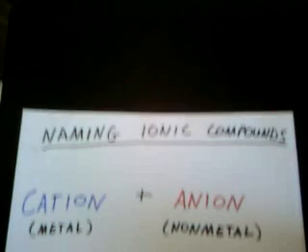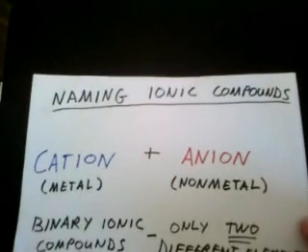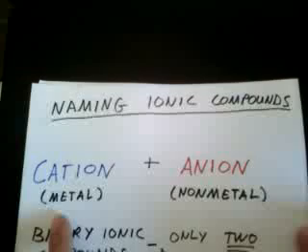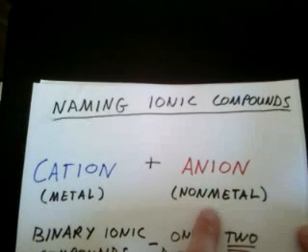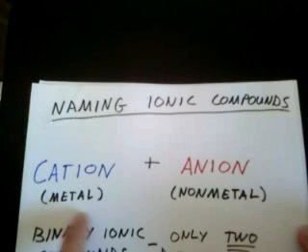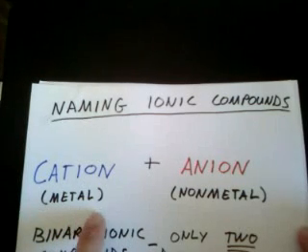All right, so in this video, I'm going to talk about naming ionic compounds. To name an ionic compound, you're going to name the cation first, that's usually a metal, and the anion second. Most ionic compounds contain metals. There are some that don't, but in general, ionic compounds contain metals.